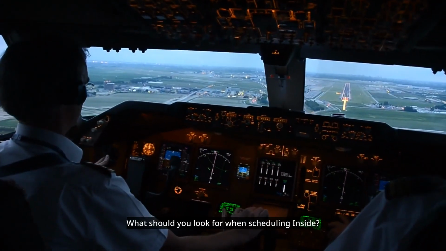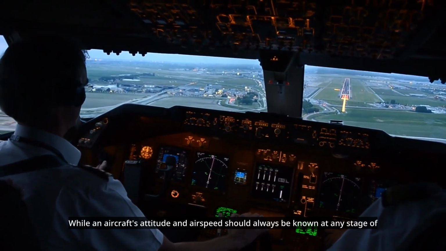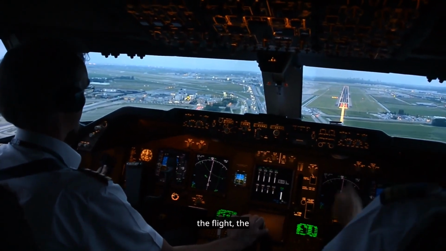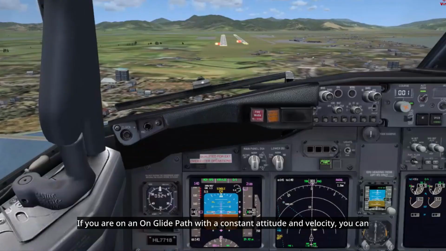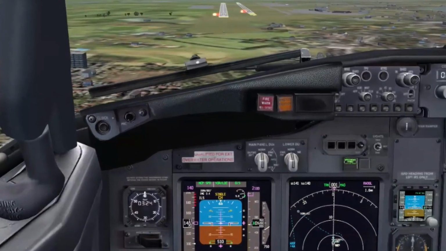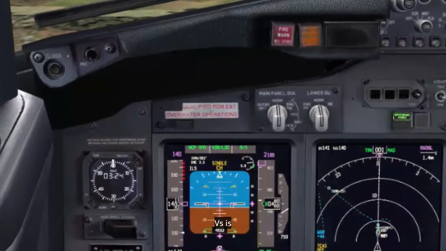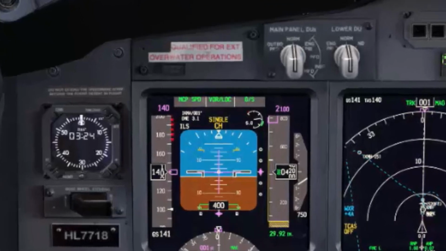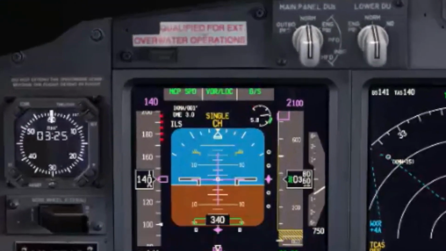What should you look for when scanning instruments? While an aircraft's attitude and airspeed should always be known at any stage of the flight, if you are on a glide path with a constant attitude and velocity, you need to focus on vertical speed, VSI, because it is more sensitive than the amount of pitch change in the PFD. You can see the change in the aircraft's vertical path early on.